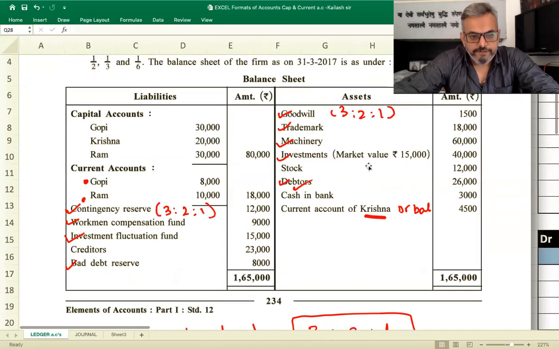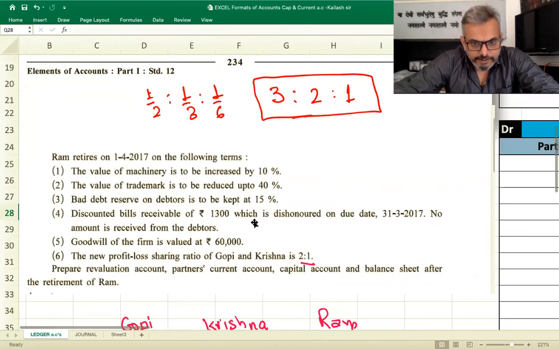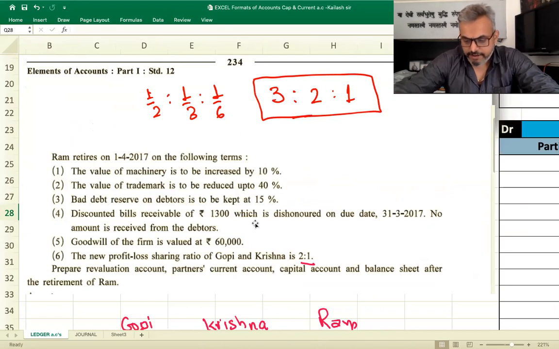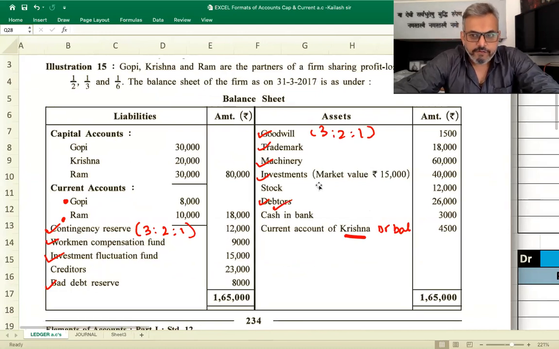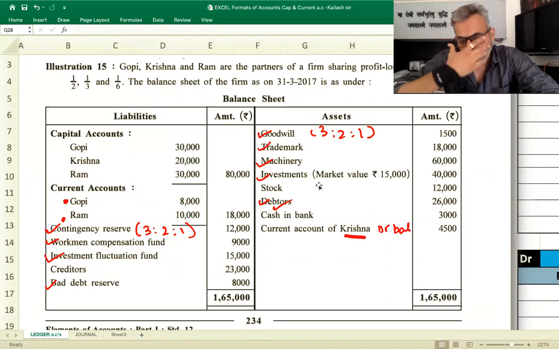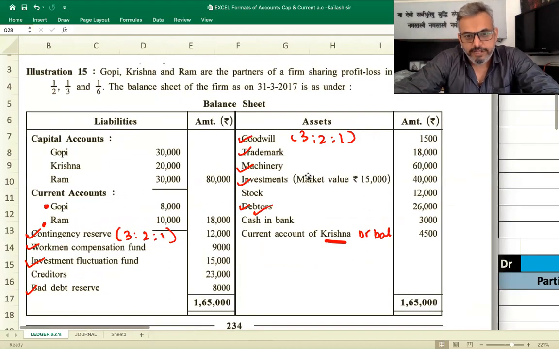Investment fluctuation fund. Now for investment, the market value is already given as 15,000. There is no separate adjustment given, but the adjustment is given in the bracket, so it's a sort of hidden adjustment. We can solve it right now, or when we write investment, or at the end. But if you know it's a hidden adjustment, it is better to solve it at this stage itself.